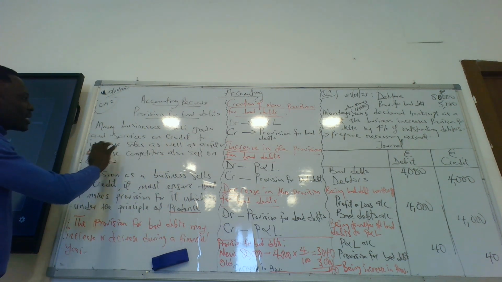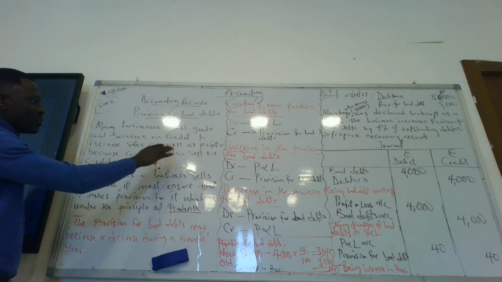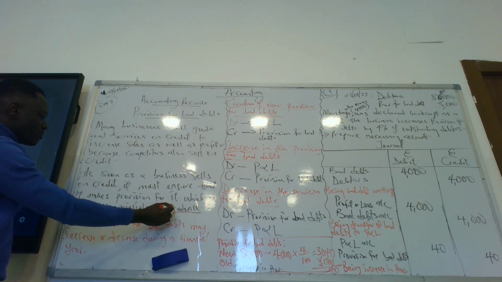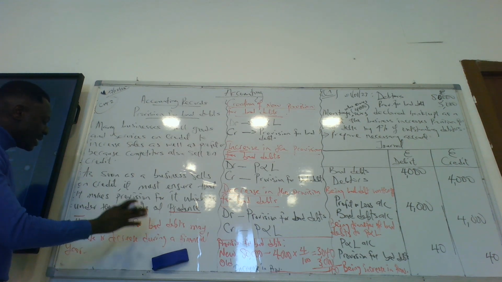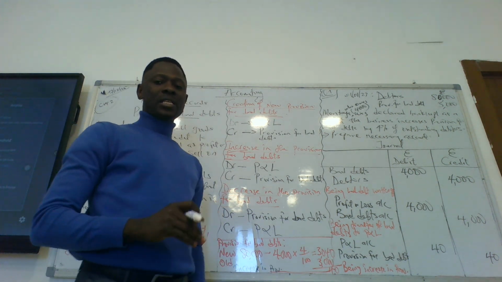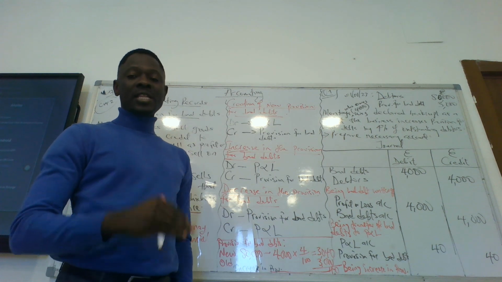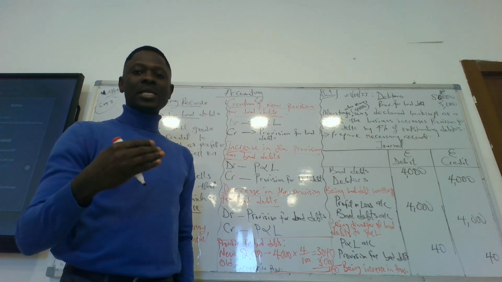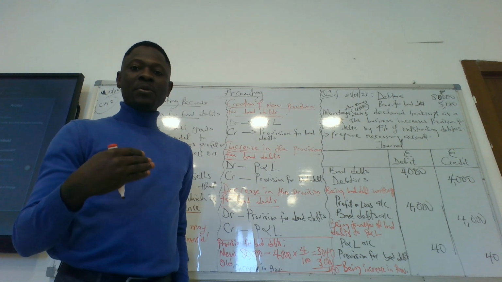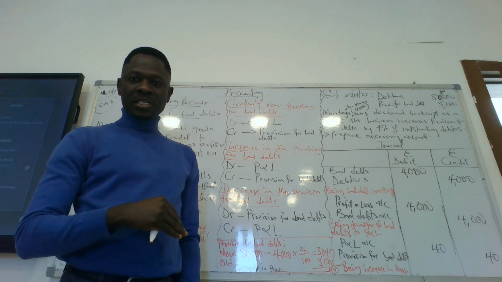Many businesses sell goods and services on credit to increase sales and profit, because competitors also sell on credit. We talked about that, and prudence is taught. So the provision for bad debts may increase or decrease during the financial year. If it increases, it becomes an expenditure for the business, so it has to be debited. And if it decreases, it becomes an income for the business, so it has to be credited.